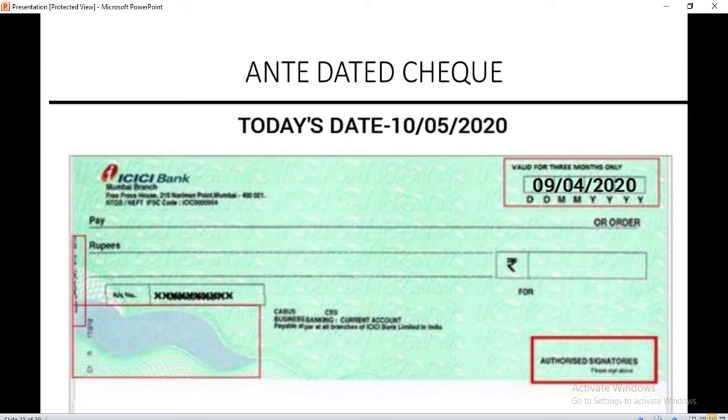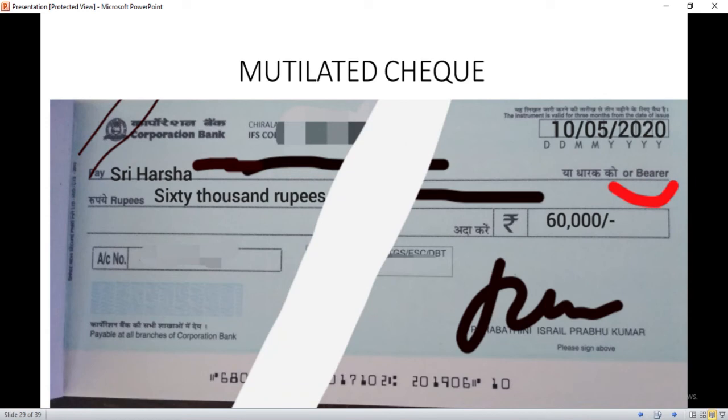Okay, next one, mutilated check. It means the check is torn into two or more pieces. If it is presented for payment, the bank will not make payment against such checks without getting confirmation of the drawer. Here below the numbers are very important.